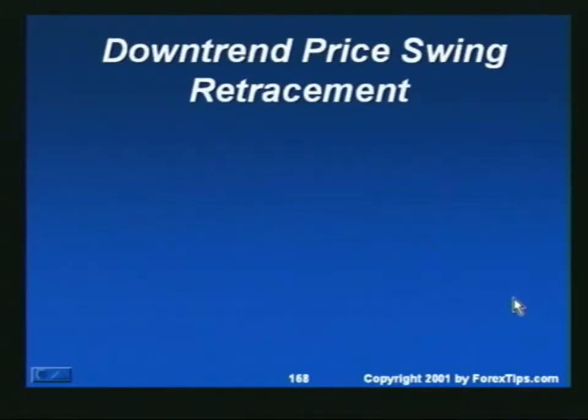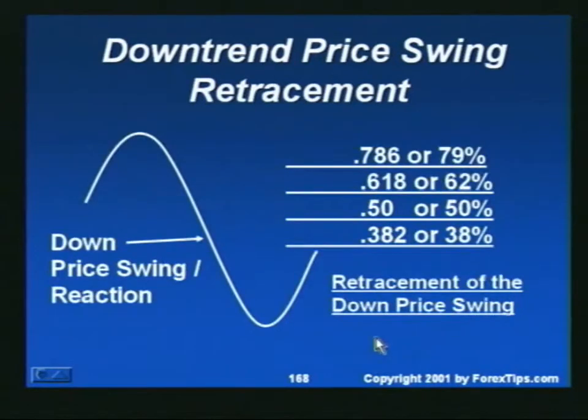Downtrend price swings and retracements. In a downtrend, everything is now flipped upside down. This is the start, that's the stop, this is the retracement, this has come down 100%, this is now retracing back 38%, 50%, 62%, 79%. If it comes all the way back to the last high, which is resistance, that would be 100%.